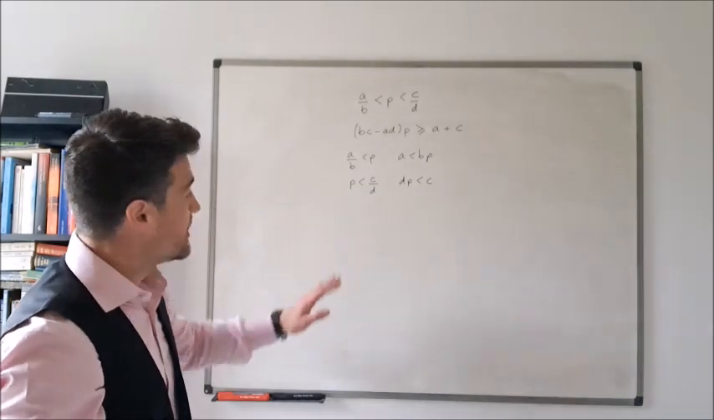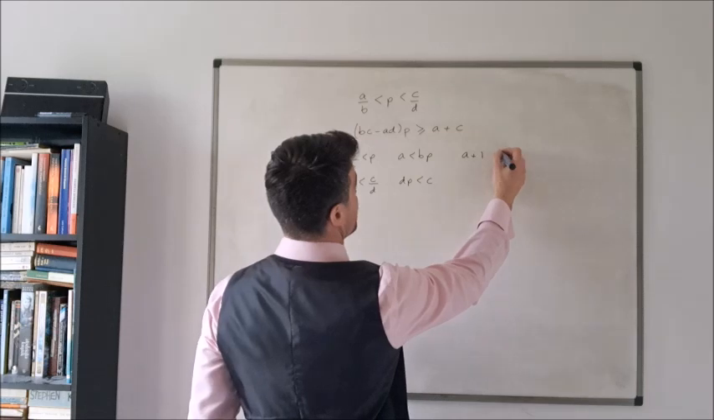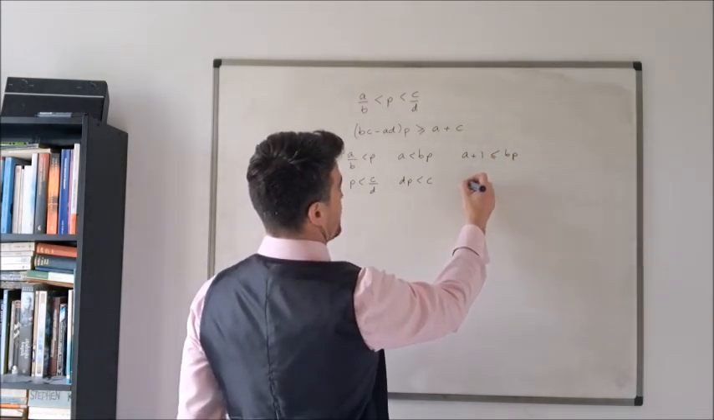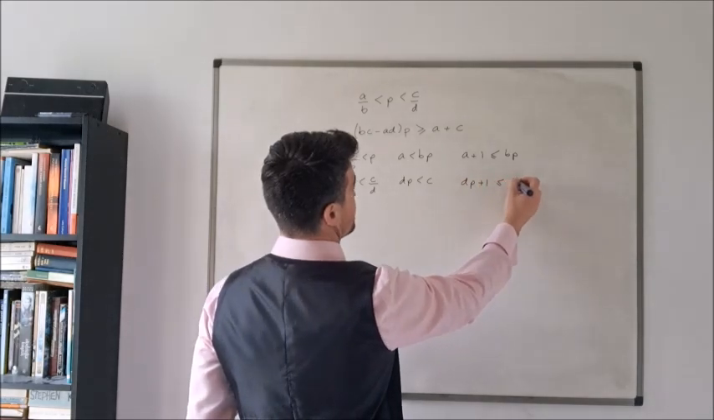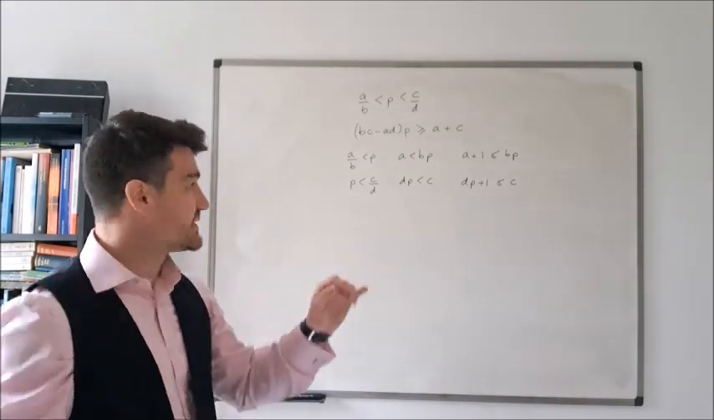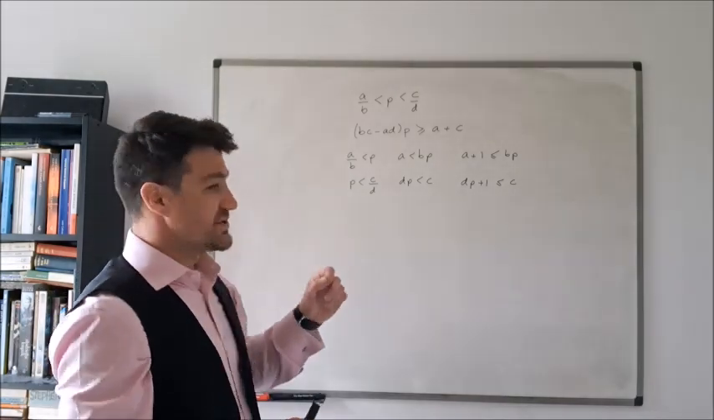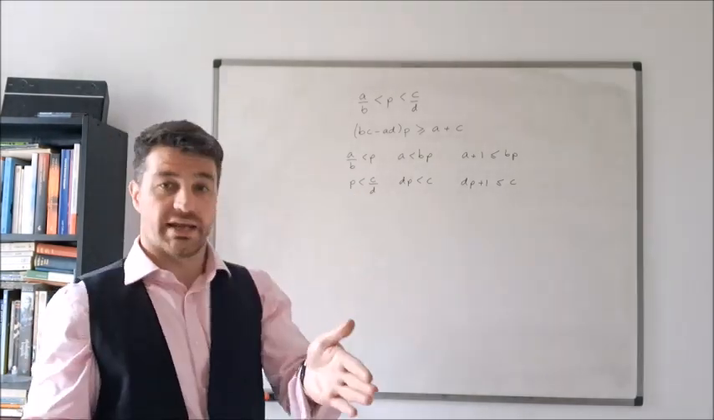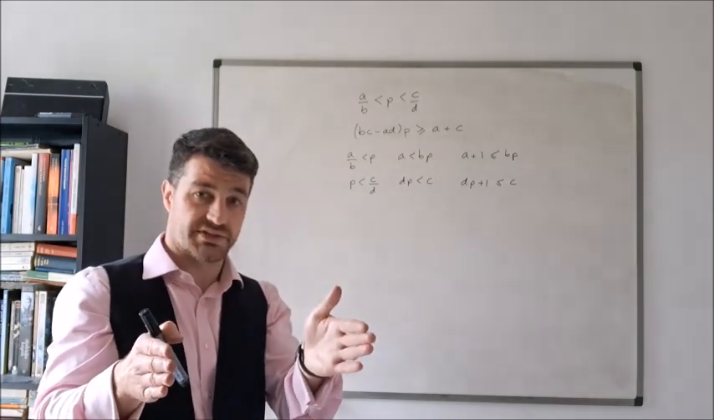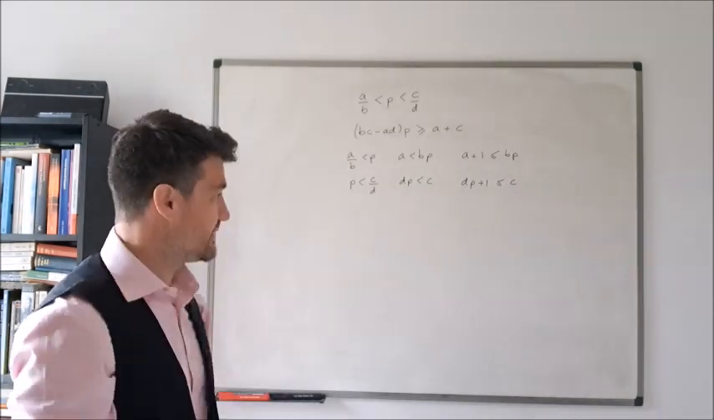Okay, so A is less than BP. That means that A plus 1 is less than or equal to BP. And DP plus 1 is less than or equal to C. So we're using this trick again: we know that A, B, C, D, P, and Q are integers. So if we've got one integer less than another integer, and it's a strict inequality, then the first number plus 1 is less than or equal to the second integer.